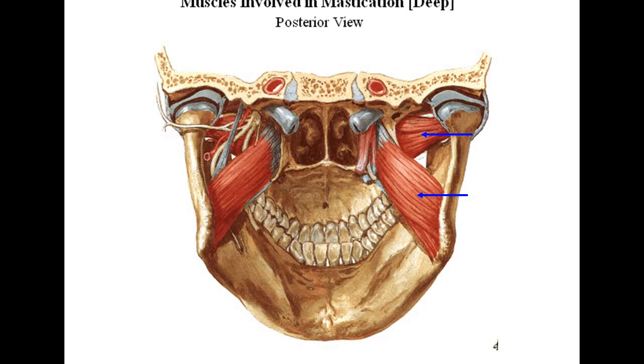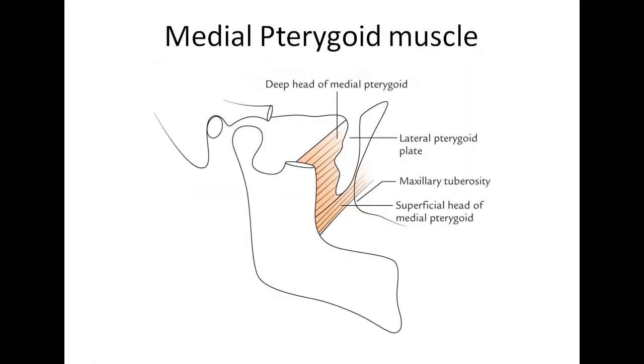The muscles involved in the mastication, its posterior view. These are the two muscles: the lateral pterygoid muscle, which is originating from the lateral surface of the lateral pterygoid plate and inserted at the pterygoid fovea, and this is from the medial surface of the lateral pterygoid plate inserted at the inner aspect of the ramus of the mandible. We will see in detail about these muscles.